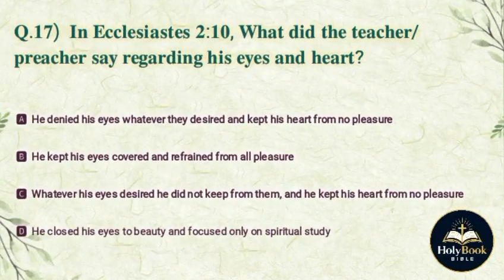In Ecclesiastes Chapter 2, verse 10, what did the teacher say regarding his eyes and heart? Options: A. He denied his eyes whatever they desired and kept his heart from no pleasure. B. He kept his eyes covered and refrained from all pleasure. C. Whatever his eyes desired he did not keep from them and he kept his heart from no pleasure. D. He closed his eyes to beauty and focused only on spiritual study.